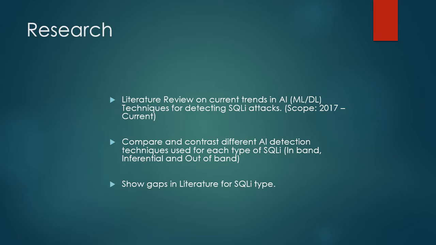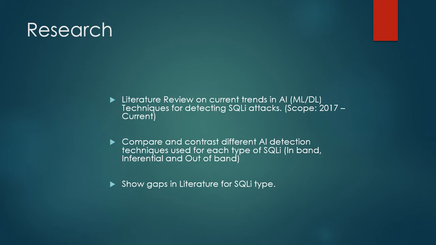For my research, I would like to perform a literature review on current trends in AI techniques for detecting SQLI attacks. When I say AI, I'm talking about machine learning and deep learning. Initially, I would like to keep the scope pretty small, maybe literature or research that I find from 2017 to current, and maybe I might need to expand a little depending on what type of papers I'm finding, or even contract further if a lot of research is out there.